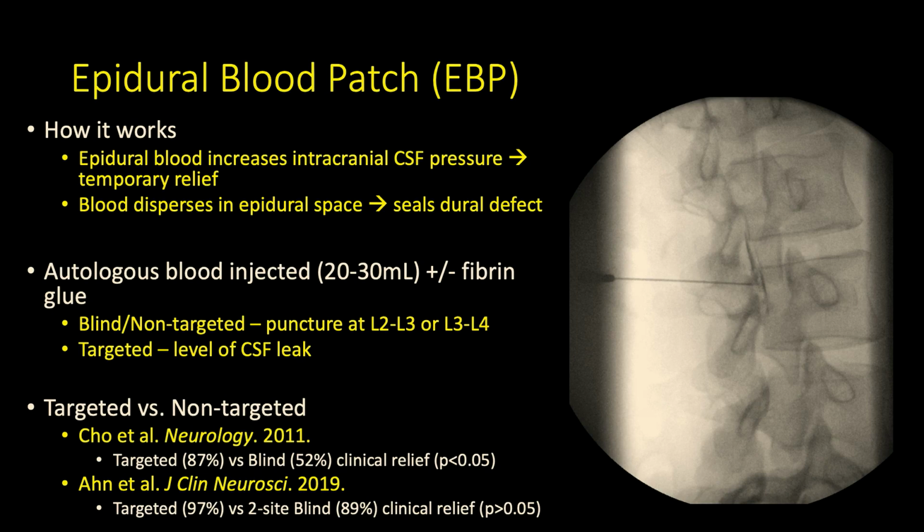And typically the way we do this is we'll draw 5, 10 cc syringes of the patient's blood, and we'll inject as much as the patient can tolerate, usually 20 to 30 milliliters. And you can add fibrin glue to this mix.